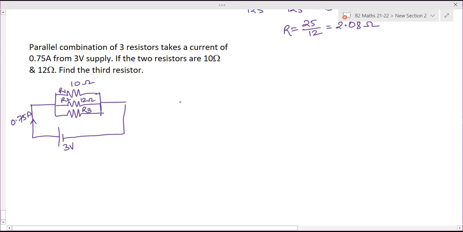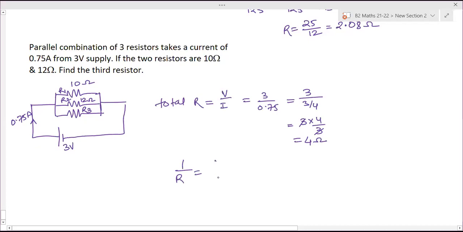How to solve? What is the total resistance? Total R is equal to V by I, 3 by 0.75, that is 3 into 4 by 3, which is equal to 4 ohm. So total resistance is 4 ohm because it is drawing a current of 0.75 ampere. Now for a parallel combination, 1 by R is equal to 1 by R1 plus 1 by R2 plus 1 by R3. Substitute values and simplify.